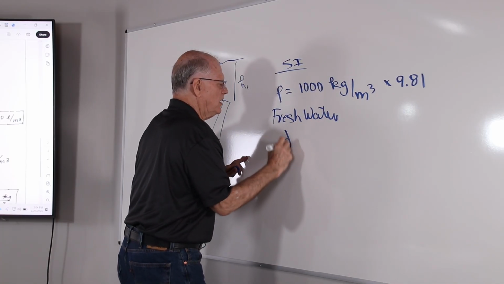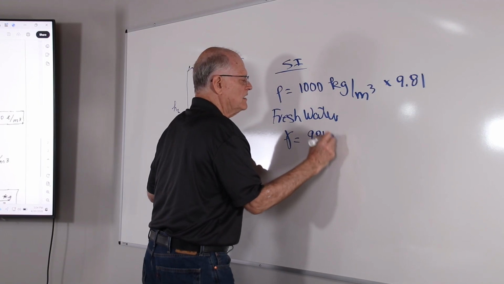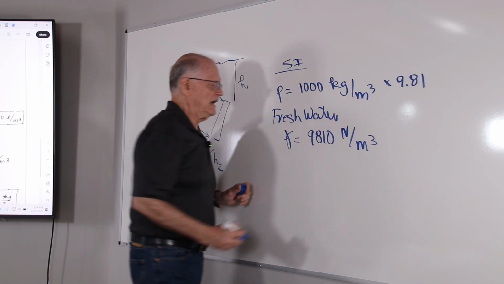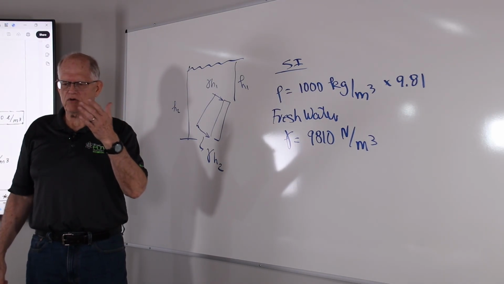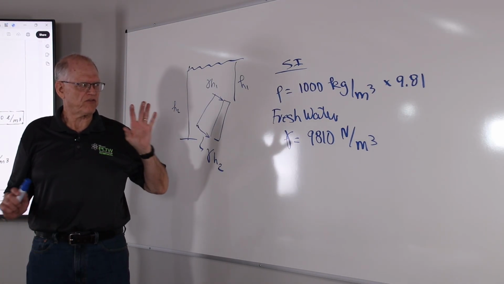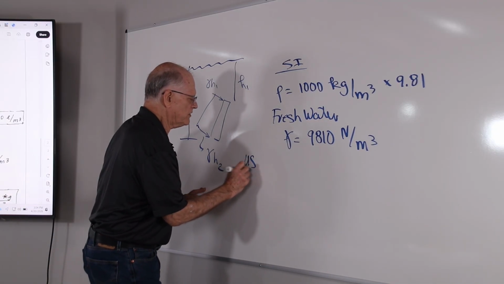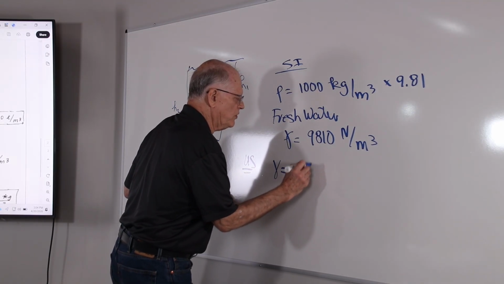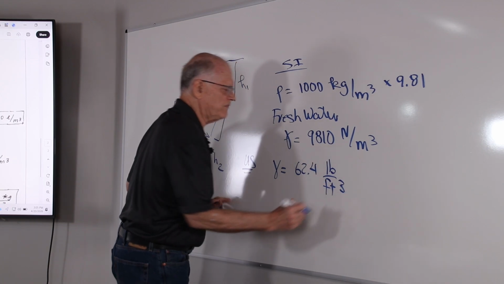And so for fresh water, we get gamma is equal to 9810 newtons per cubic meter. And that's a specific weight. And again, that's in the SI system for fresh water. In the US system for fresh water, gamma is basically 62.4 pounds per cubic foot for fresh water.